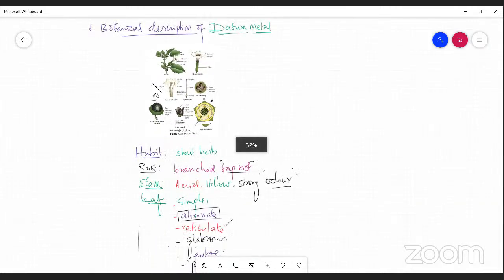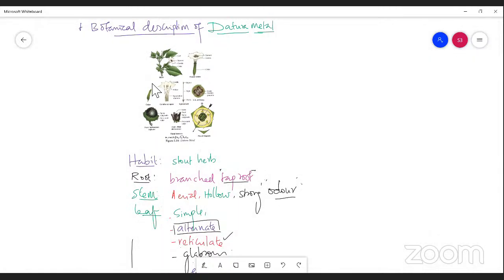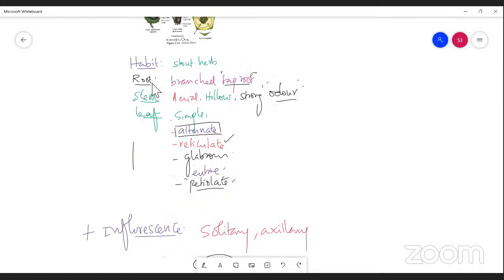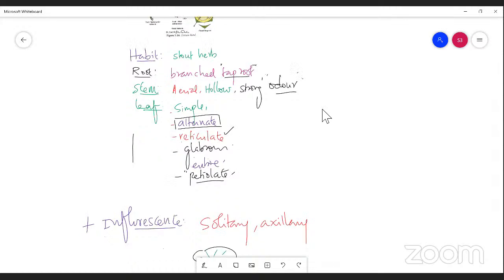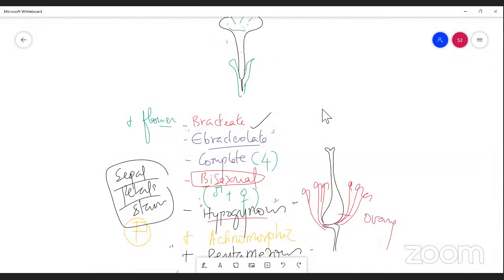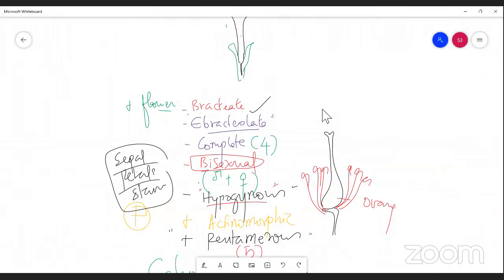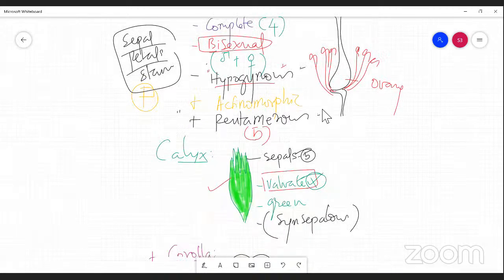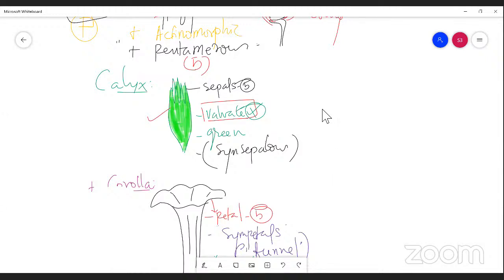Let me repeat once again. Habit is a shrub, root is a branch taproot system, stem is aerial, hollow. Leaves, inflorescence is solitary axillary. Flower is bracteate, complete flower, bisexual, hypogynous, actinomorphic, pentamerous. Talking about calyx, sepals are 5, green in color, gamosepalous. Corolla petals are 5, sympetalous, funnel shaped, twisted aestivation.